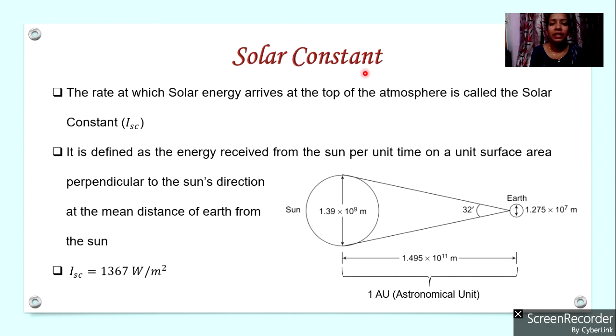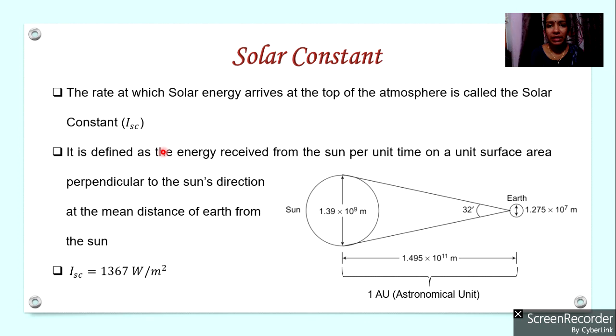So another important term related to solar energy is the solar constant. So what is solar constant? Let us see. Solar constant is basically the rate at which solar energy reaches the top of the Earth's atmosphere. It's known as solar constant, and it is denoted as ISC. So it is the rate at which solar energy arrives at the top of the Earth's atmosphere.